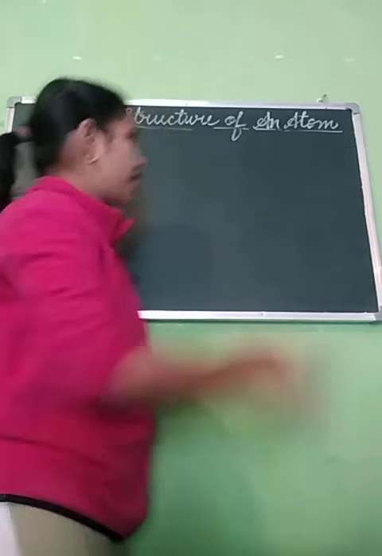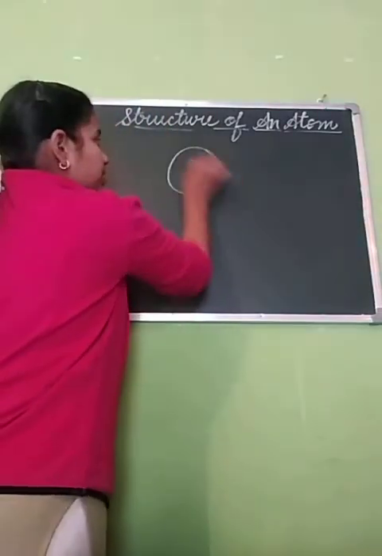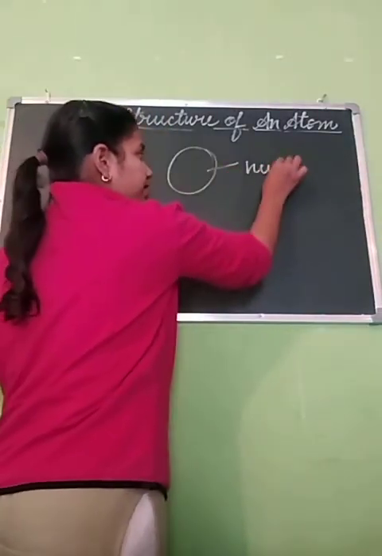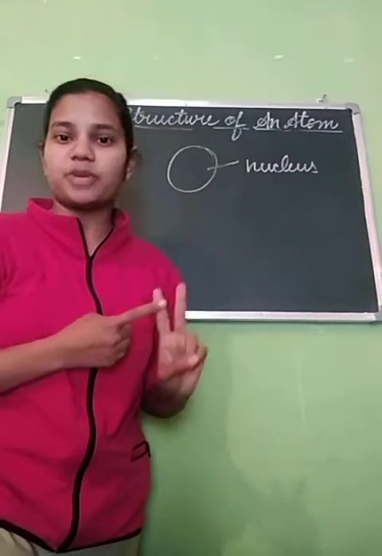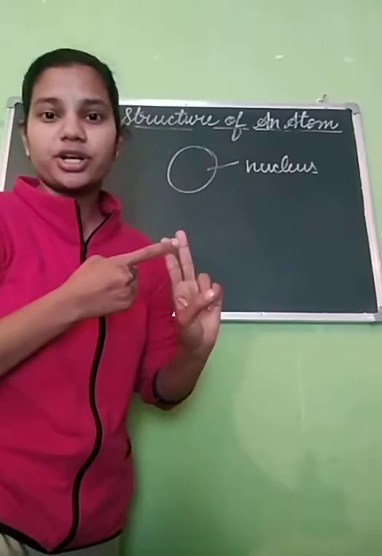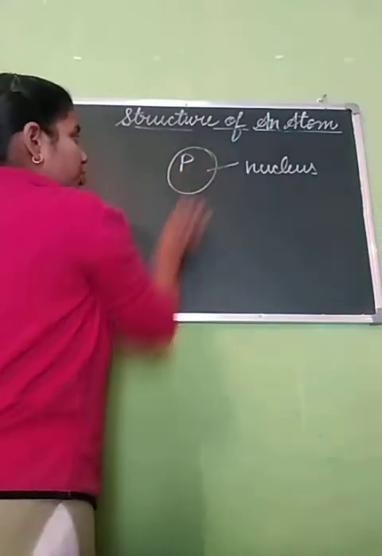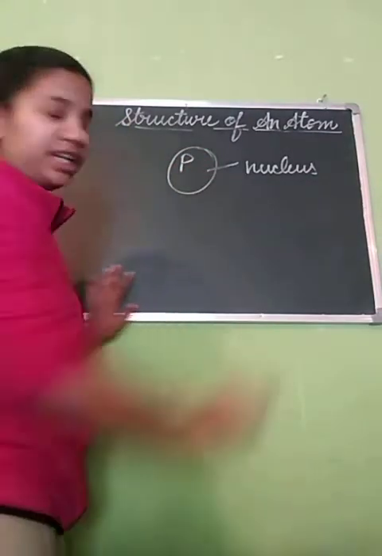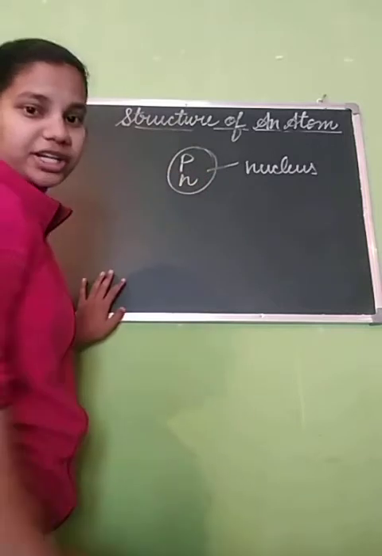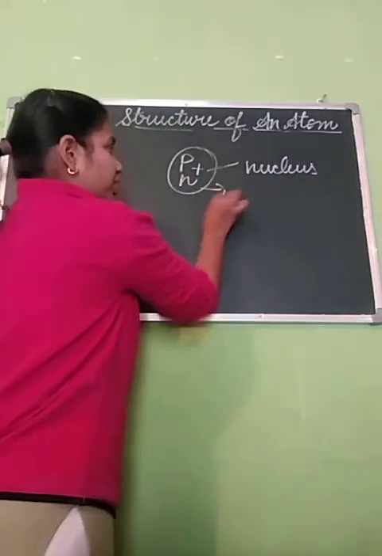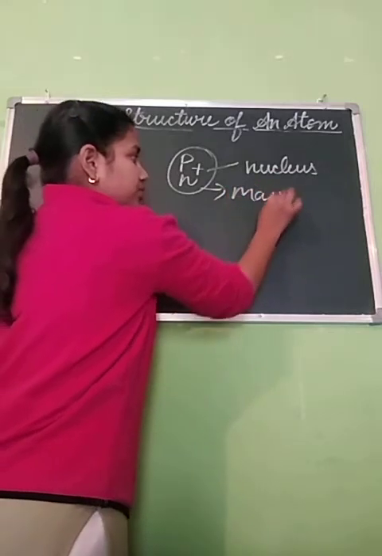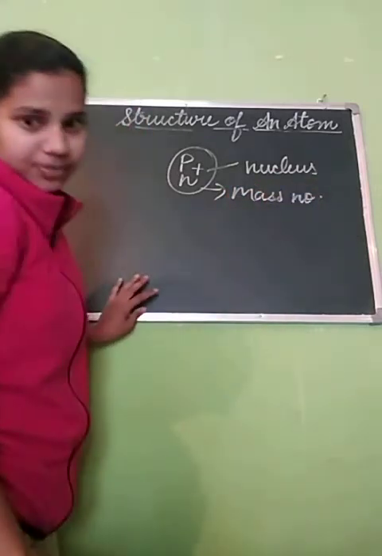Let us know. An atom has a hollow base inside it that is known as the nucleus. Inside this nucleus, you can find two subatomic particles, proton and neutron. Proton is denoted by the letter P and neutron by the letter N. Proton plus neutron makes the nucleus. This denotes the mass number of any element.